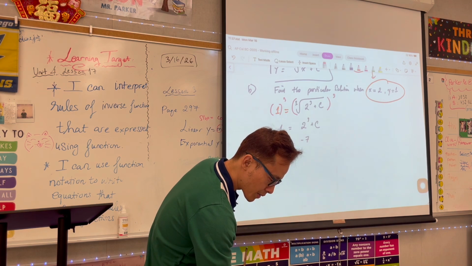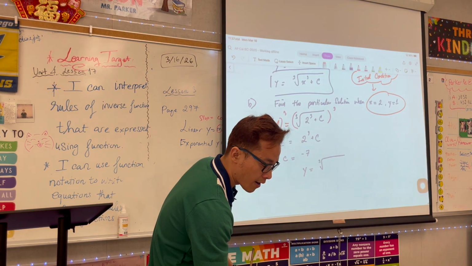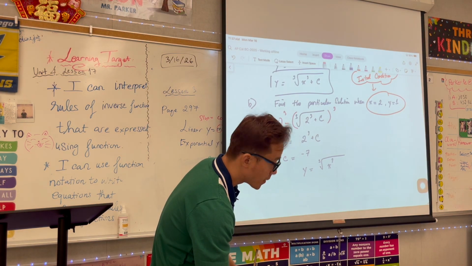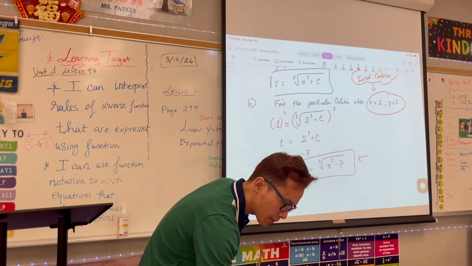So y equals, you need to get the final answer though. y equals the cube root of 3x cubed plus, minus 7. That's the particular solution.